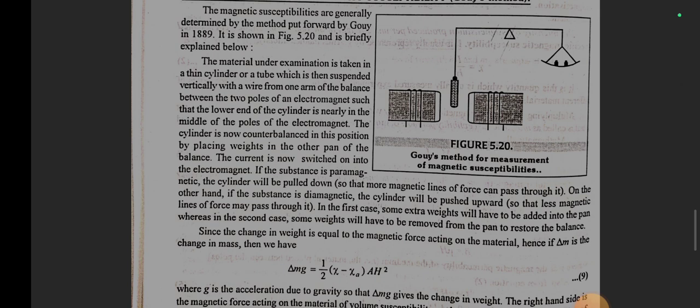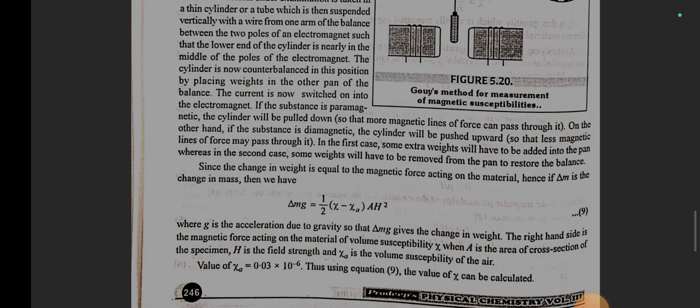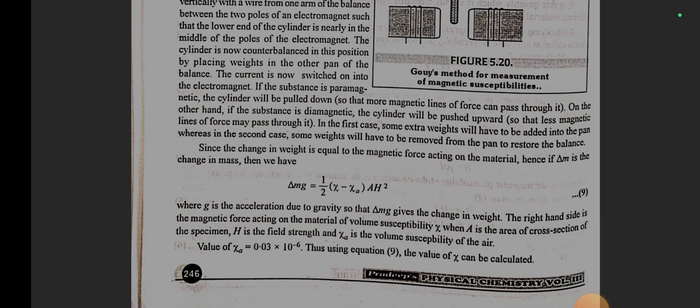The cylinder is now counterbalanced in this position by placing weights in the other pan of the balance. The current is now switched on into the electromagnet. If the substance is paramagnetic, the cylinder will be pulled down so that more magnetic lines of force can pass through it. On the other hand, if the substance is diamagnetic, the cylinder will be pushed upward. In the first case, some extra weights will have to be added into the pan, whereas in the second case some weights will have to be removed from the pan to restore the balance.